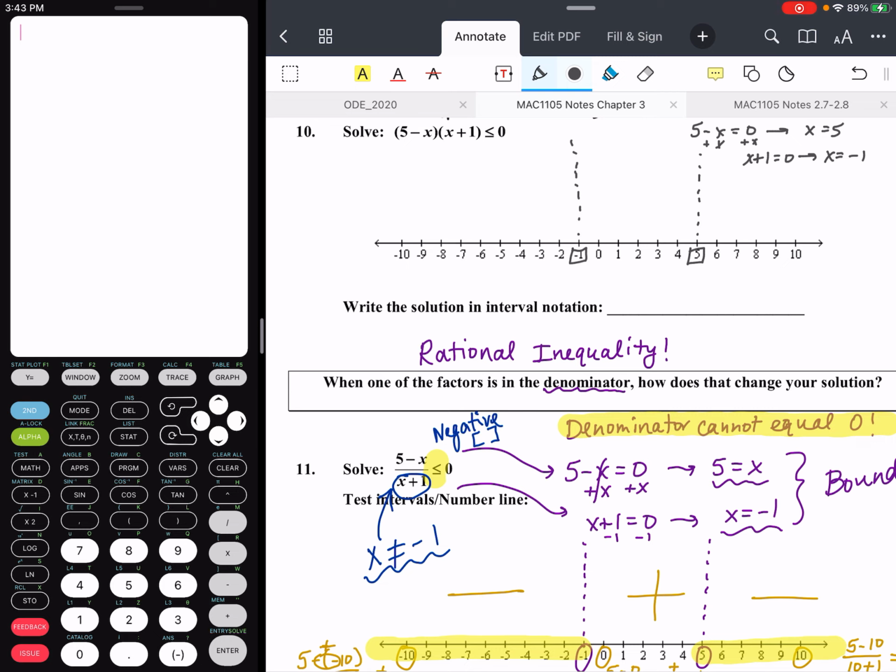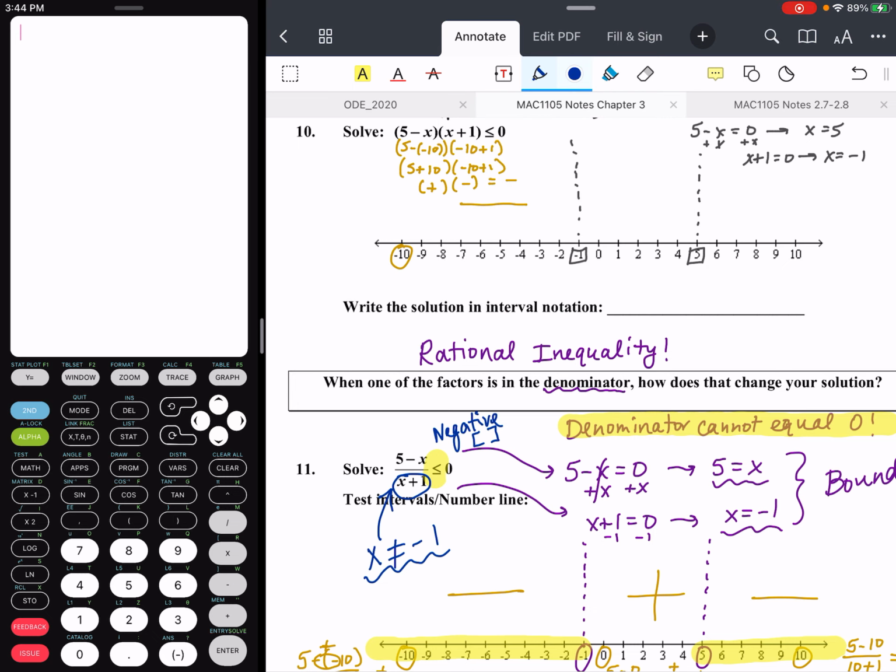Okay, so plugging in my test values, doesn't matter what I pick, but let's say I pick -10 for my first. So 5 minus -10, and then times -10 plus 1. This is going to be 5 plus 10 times -10 plus 1. So this gives me a positive times a negative, which overall gives me a negative result. So I have negative values on the far left interval over there.